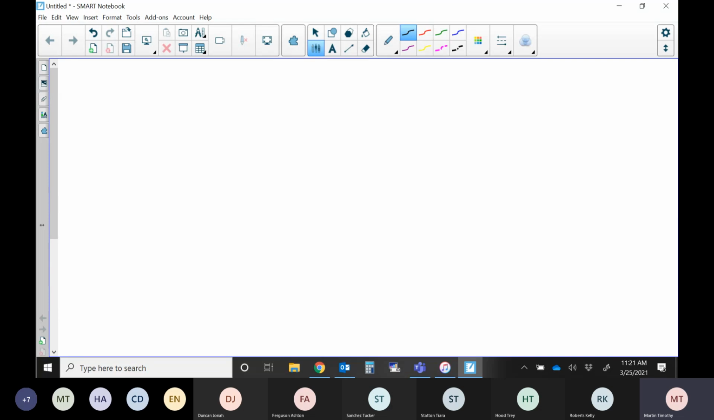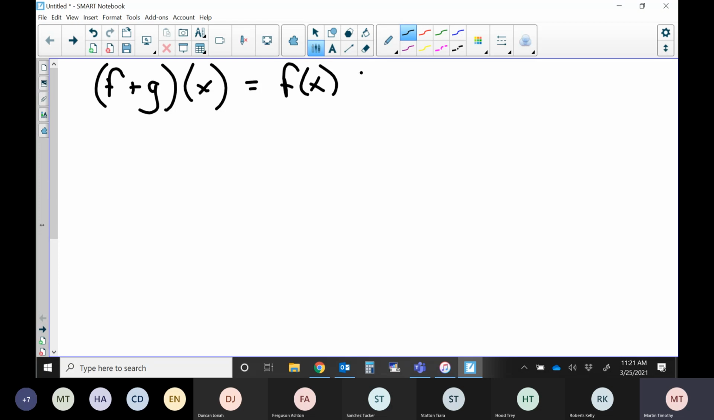Okay. So here's what it's going to look like. We're going to do f plus g at x. That's going to be the format that you're going to see it in, and what that should tell you is that you're really taking the f of x formula, and you're going to add it to the g of x.